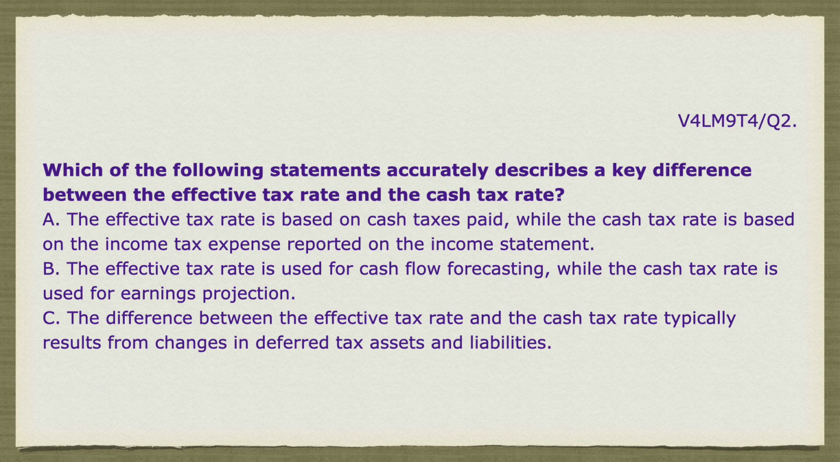Which of the following statements accurately describes a key difference between the effective tax rate and the cash tax rate? A. The effective tax rate is based on cash taxes paid, while the cash tax rate is based on the income tax expense reported on the income statement. B. The effective tax rate is used for cash flow forecasting, while the cash tax rate is used for earnings projection. C. The difference between the effective tax rate and the cash tax rate typically results from changes in deferred tax assets and liabilities.